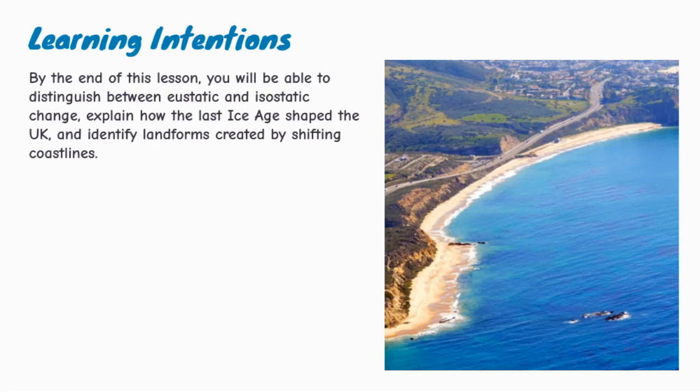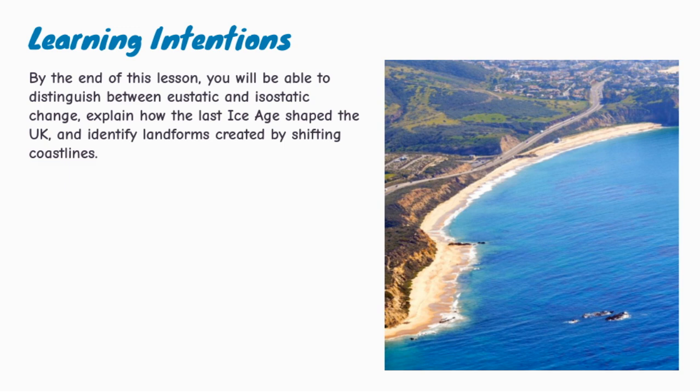By the end of this lesson, you should be able to do three main things. First, you should be able to distinguish between eustatic and isostatic change. Eustatic change is a global change in sea level caused by a change in the volume of water in the oceans. Isostatic change is a local change in land level, where the land rises or sinks relative to the sea.